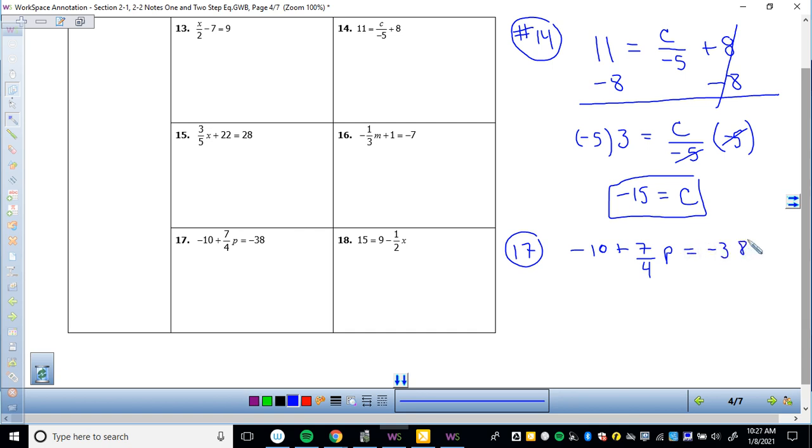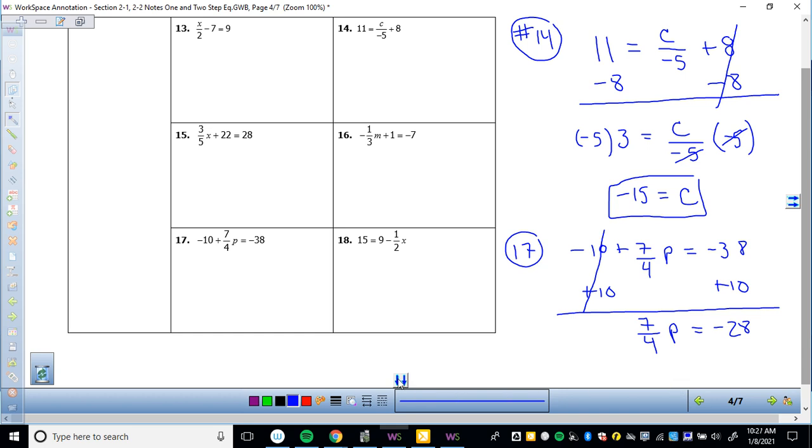And Jet, would you help me please with this one? What would you do first? Plus 10. Very nice. We do it on both sides. Negative 10 plus 10 goes to 0. So on the left we've got 7/4 p equals negative 28.